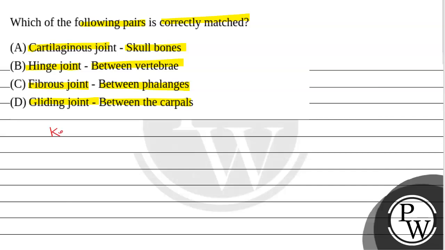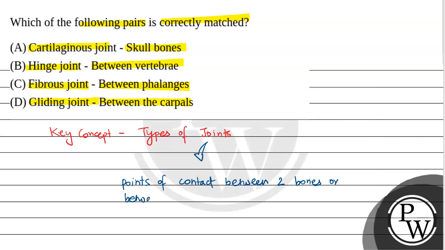So the key concept for this question is types of joints. Joints are basically the points of contact between bones and bones, between two bones, or between the bone and cartilage.